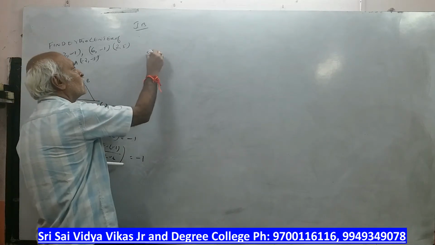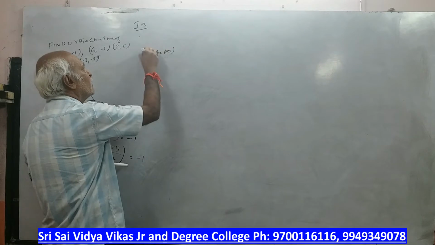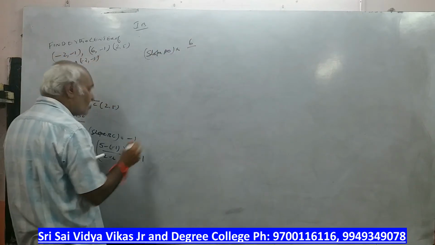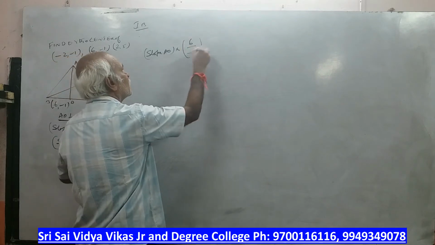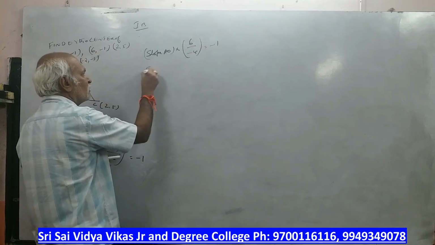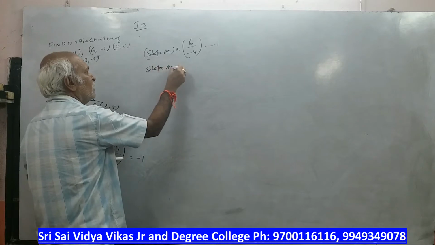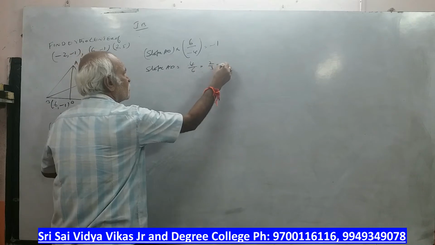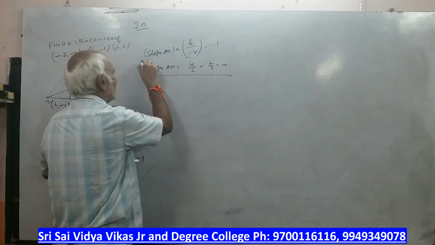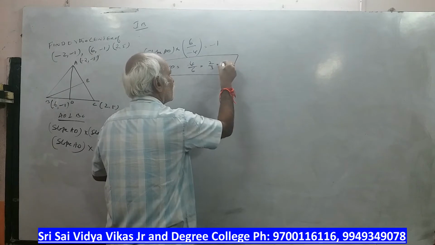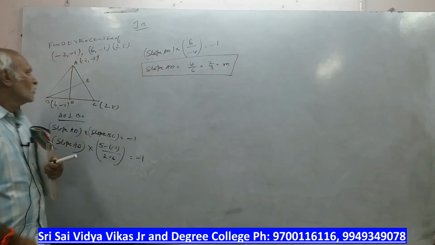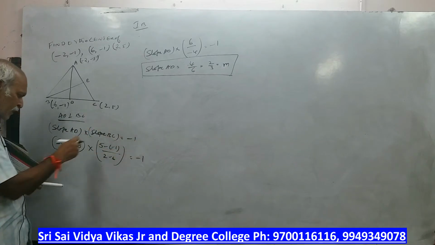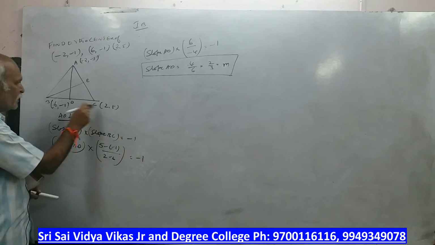So slope of AD into 6 by (2 minus 6), which is -4, is equal to -1. Slope of AD is equal to, by cross multiplication, 4 by 6, which is 2 by 3. You call it M. Slope of AD into slope of BC is equal to -1.